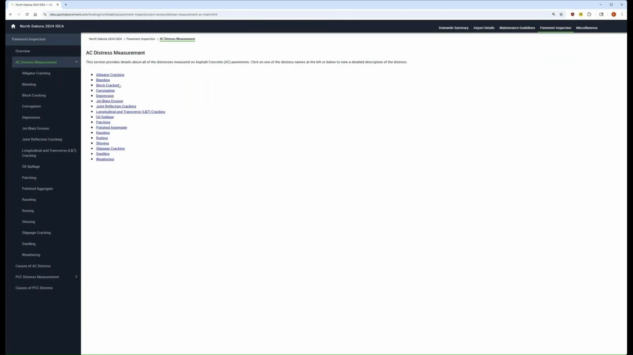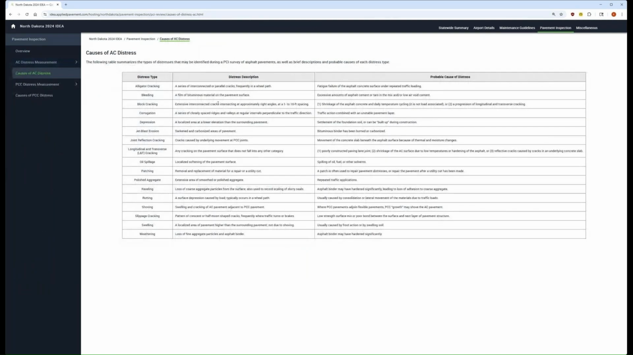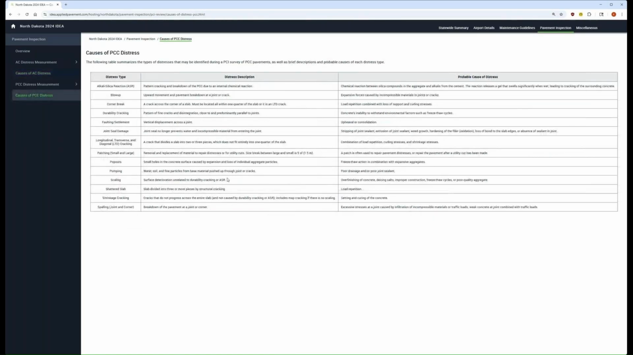There's information on various distress types. For example, asphalt. If I were to click alligator, here are some example photographs of alligator cracking, along with the criteria that are used to determine severities when we're doing the inspection. There is some cause of these distress types. So typically alligator cracking is noted as a load-related distress caused by frequent overloading in the wheel path or by traffic or other types of vehicle activity that overloads the surface of the pavement. There are also causes for Portland cement concrete types of distress, but this is really meant as background information on the pavement inspection procedure itself.